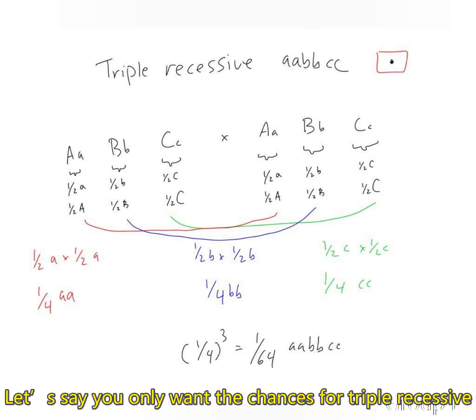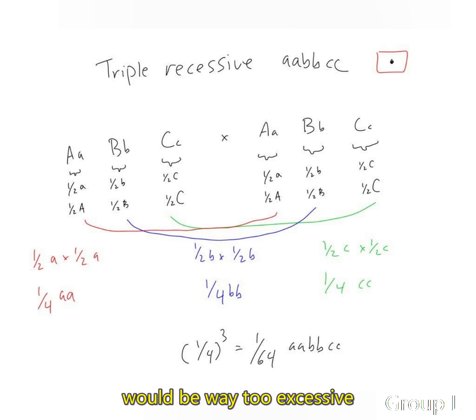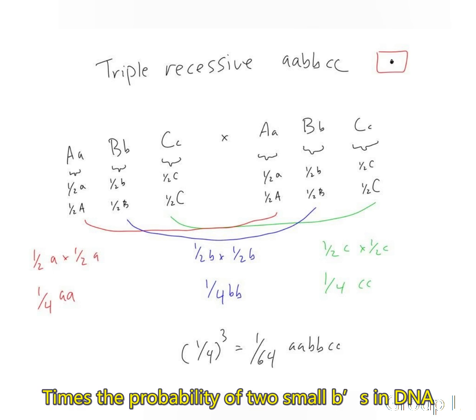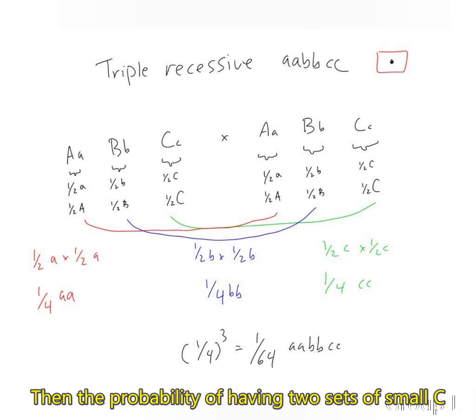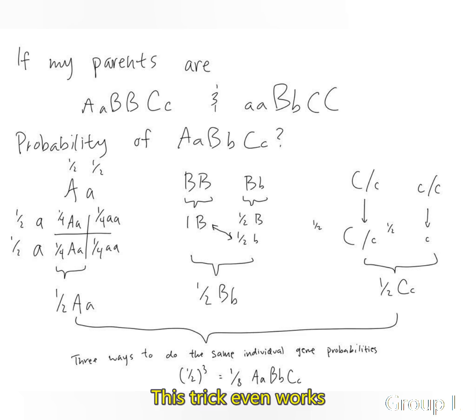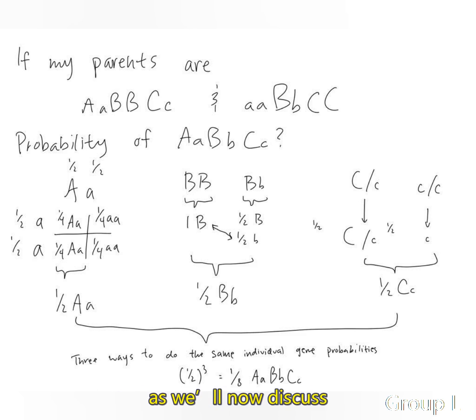Let's say you only want the chances for triple recessive. Well, to draw the whole tri-hybrid cross would be way too excessive. We just take the probability of getting 2 small a's, times the probability of 2 small b's in DNA, then the probability of having 2 small c's, and end up with 1/4 cubed, that's a 64th chance, you see. The trick even works when parents aren't all heterozygous. It still uses the same product rule, as we'll now discuss.